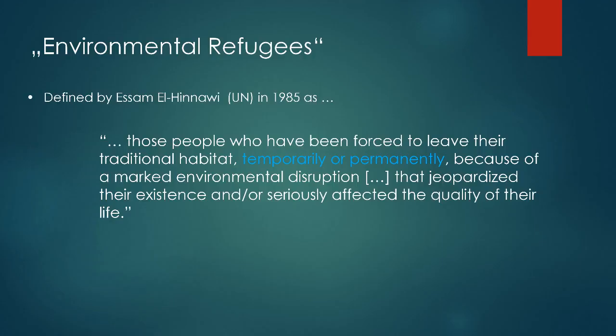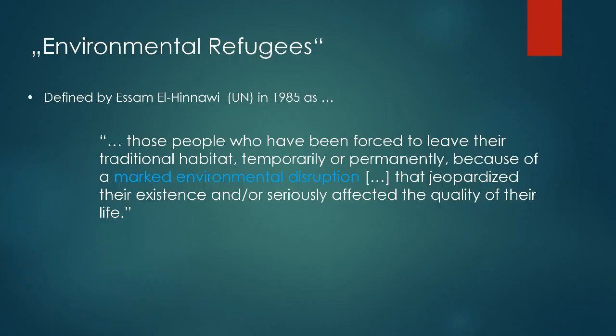Temporarily or permanently, when does one begin, when does the other one end? When does a displaced person become a permanent migrant? Does it have to take days or weeks or years or even decades? What if they come back? And finally, what is a marked environmental disruption? Does this include slow developments or slow violence, as Rob Nixon would say, like droughts, or is it limited to more or less sudden events such as earthquakes or floods?